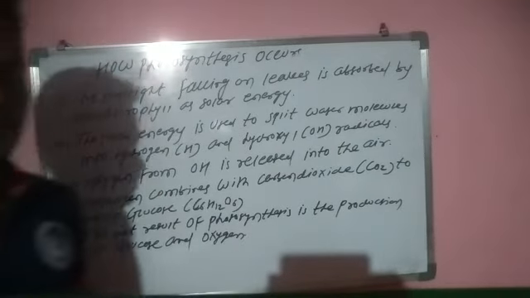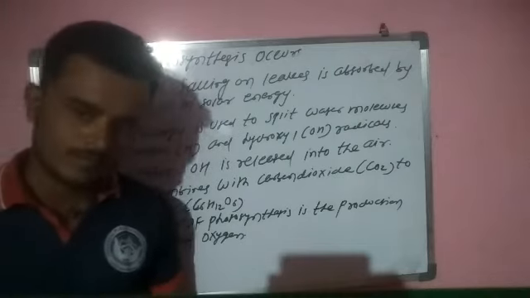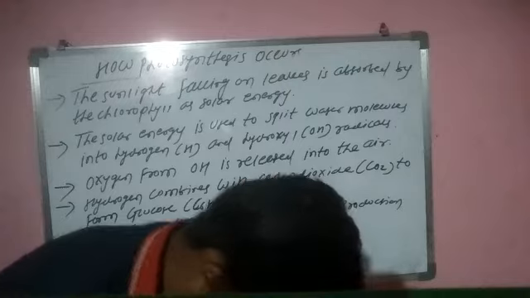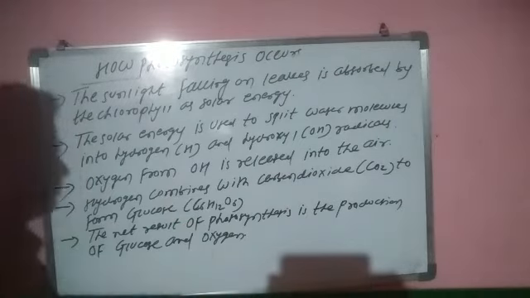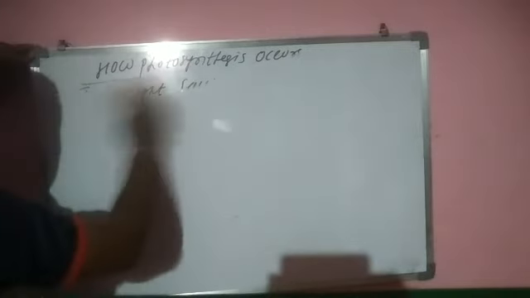So in plants, the photosynthesis process occurs. Everybody understand? Now see the next one. How do plants use their own food? We will discuss how plants use their own food. Now the next one is how do plants use their own food?